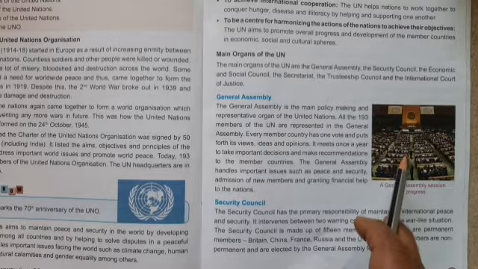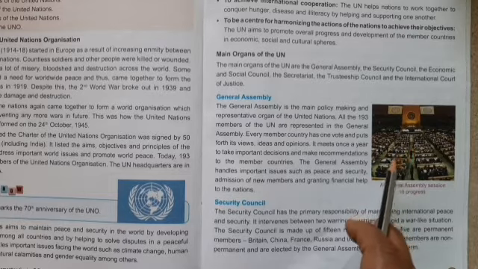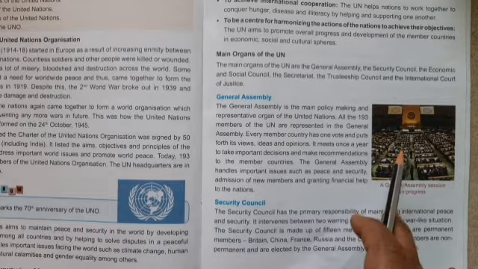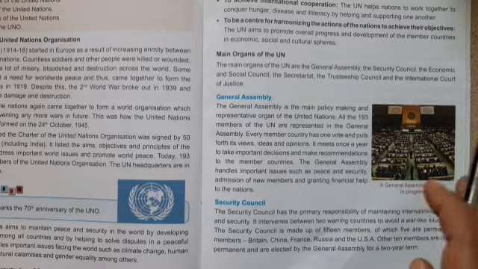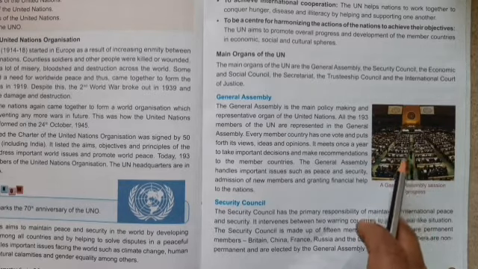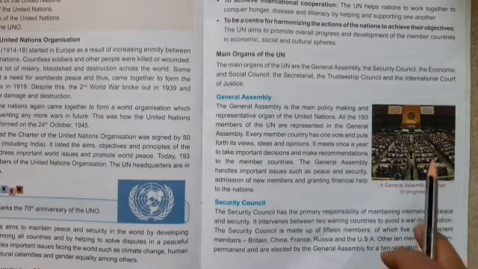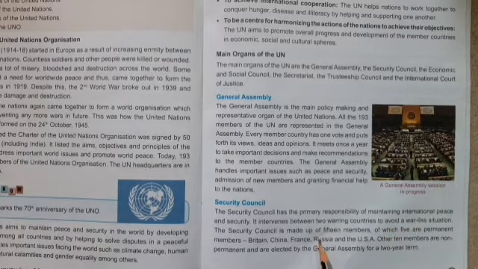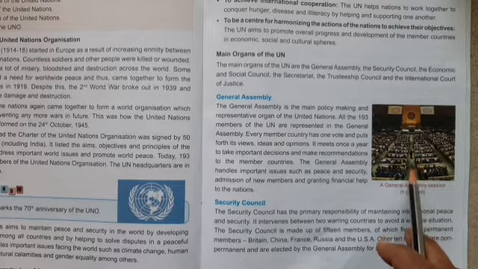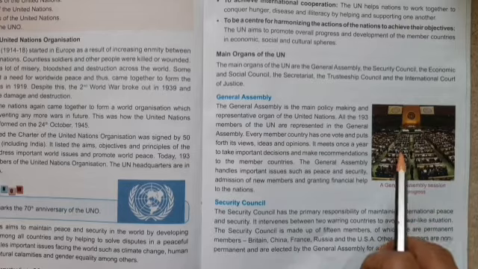It meets once a year to make important decisions and to make recommendations to the member countries. The General Assembly handles important issues such as peace, security, admissions of new members, and granting financial help to the nation. Understood, kids? What is the work of the General Assembly?